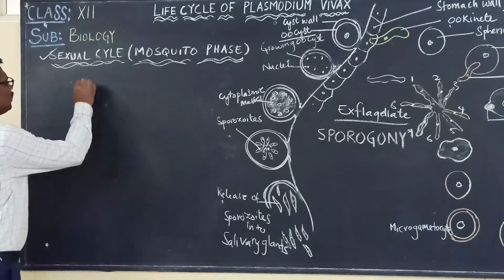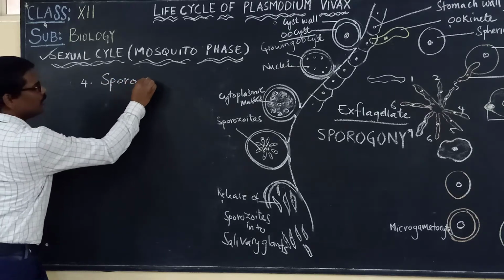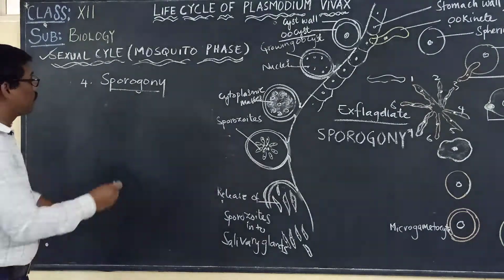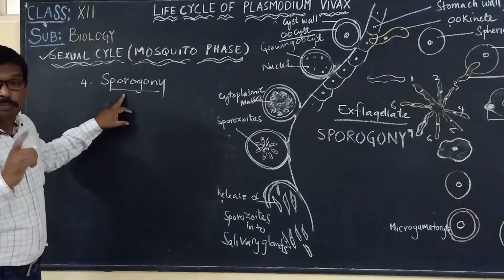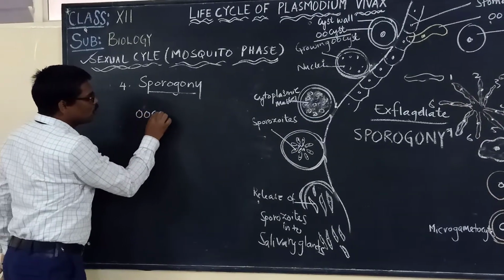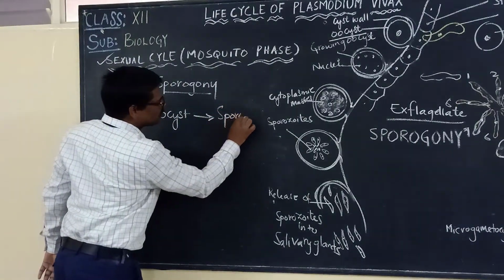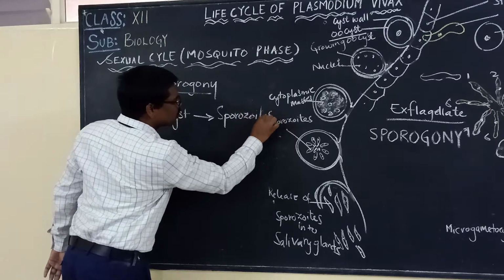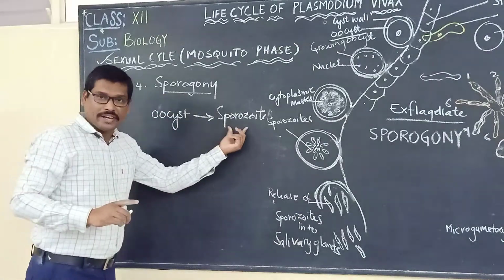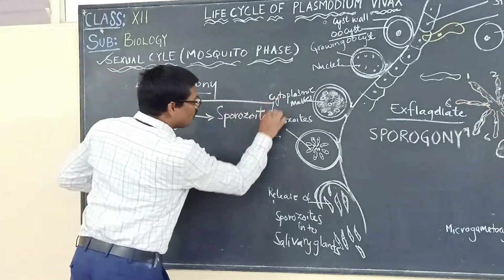The next one, the last one, is sporogony. What do we mean by the word sporogony? It is the formation of sporozoites from the oocyst. From the oocyst, what is formed? The sporozoites. The formation of sporozoites from the oocyst is called sporogony.